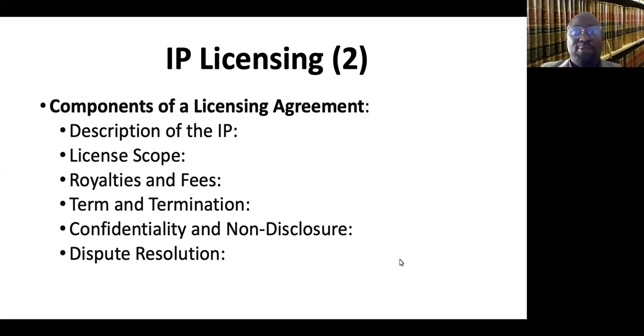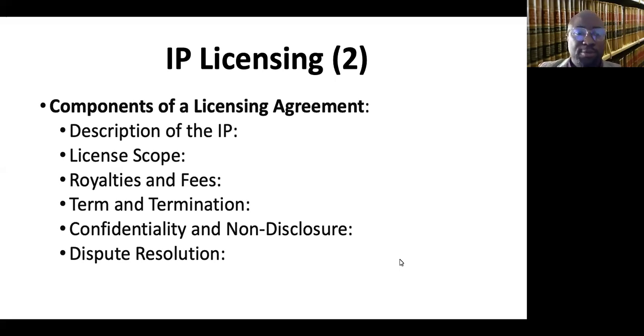And more importantly, you also have the royalty and fee clause, which of course outlines the financial terms of the license, including upfront fees, milestone payments, payment schedules, and all. And then you have terms and termination, which defines the duration of the license, renewal options, conditions for termination, and post-termination obligations. And more importantly, confidentiality and non-disclosure. This includes provisions for protecting confidential information shared during the licensing process. The essence of this is just to prevent unauthorized disclosure.